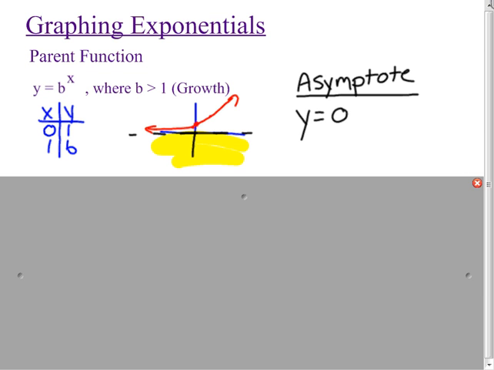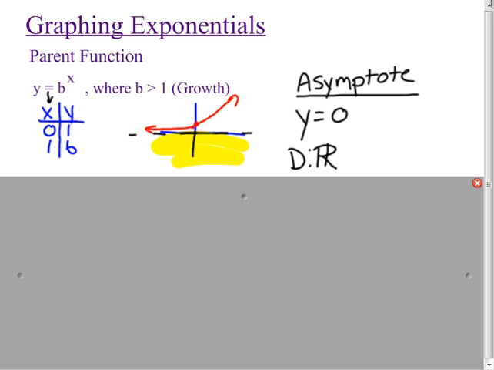Now I'm going to look at my domain and then my range. You remember your domain are those x values. What kind of values can you put into your x column? I can put in positive numbers. I can put in negative numbers. I can put in anything I want. My domain is going to be the set of reals.